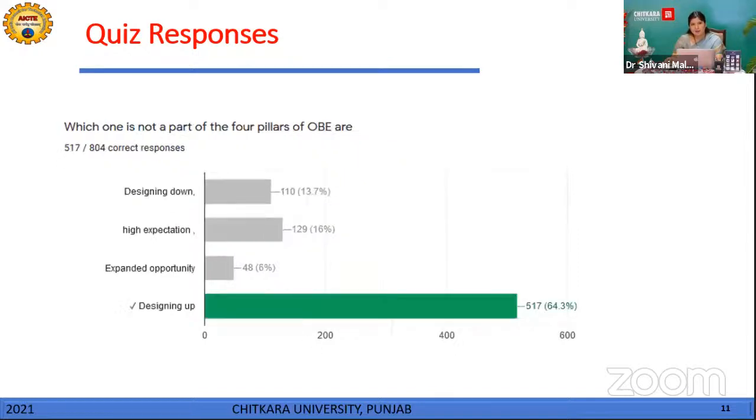Which one is not a part of the 4 pillars of OBE? I remember Dr. Jadoo very seamlessly explained about the 4 pillars of OBE. That is designing down, high expectations from the faculty, and expanded opportunity for the advanced learners. Designing up is definitely not amongst the 4 pillars of OBE.